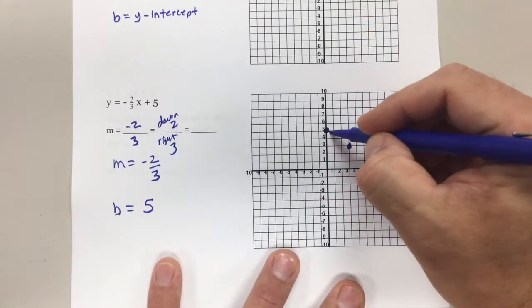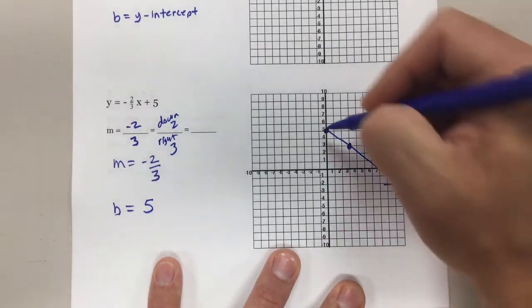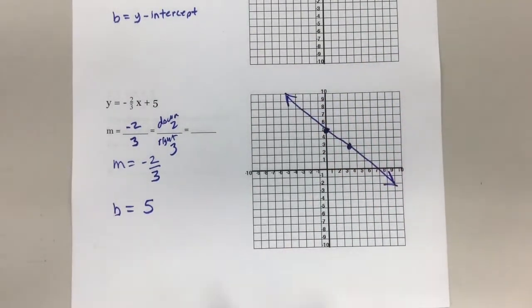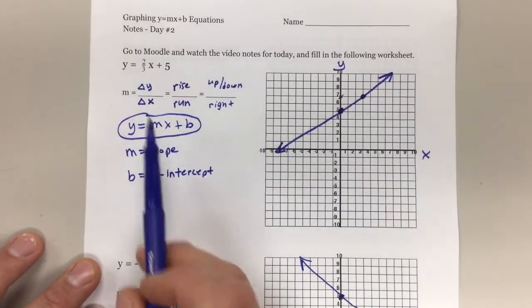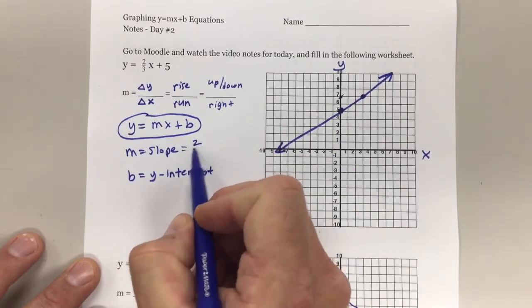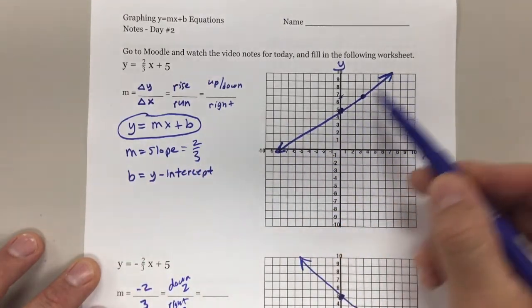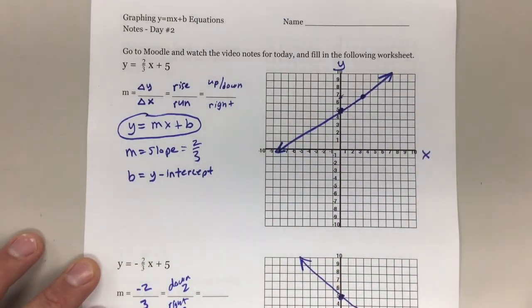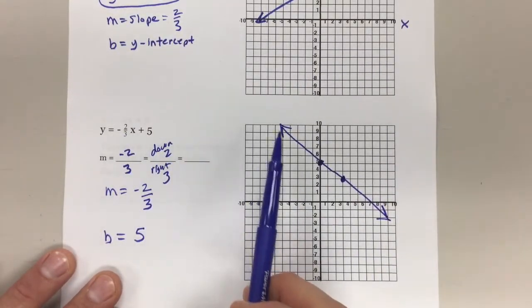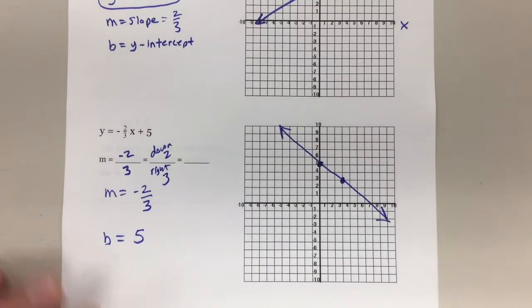Again, I'll connect those 2 points with a straight line. You should draw it to the edges of the graph and put an arrow on each end. When the slope is positive, like in this case it's positive 2/3, the line will go up from left to right. When the slope is negative, that means the line will go down from left to right.